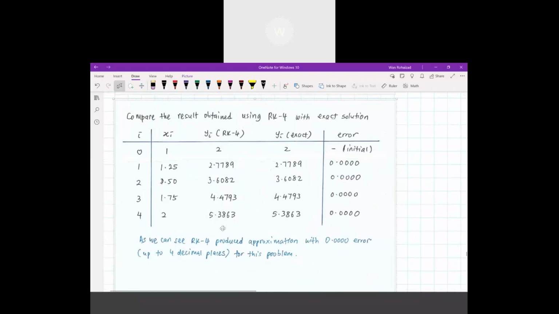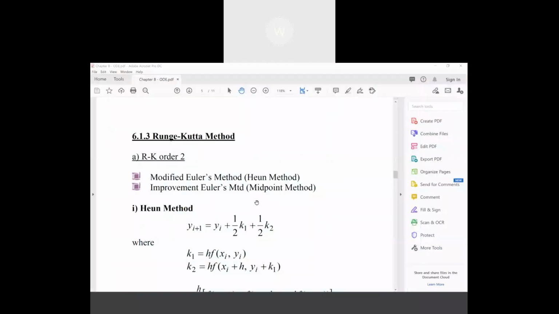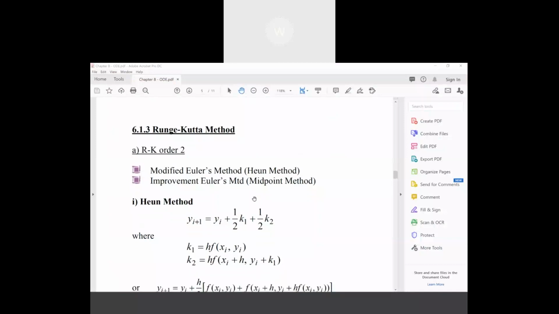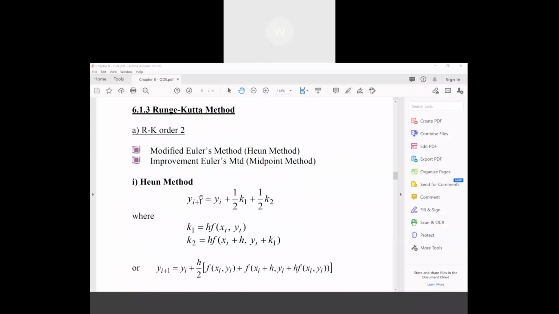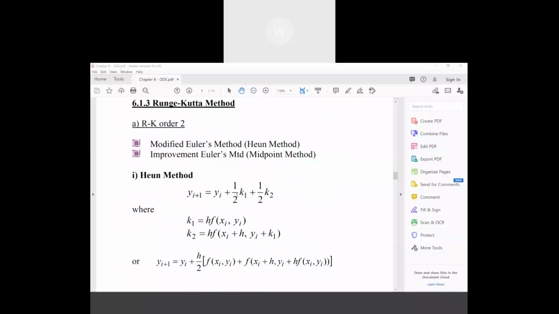Okay, as I said just now, if you can understand how to solve the problem using RK4, it will be automatic. You can solve using RK2. So let's see, what is RK2? Okay, this is the formula for RK2. For RK2 we have two methods, Heun method and midpoint method, where this is the formula for Runge-Kutta method order 2.